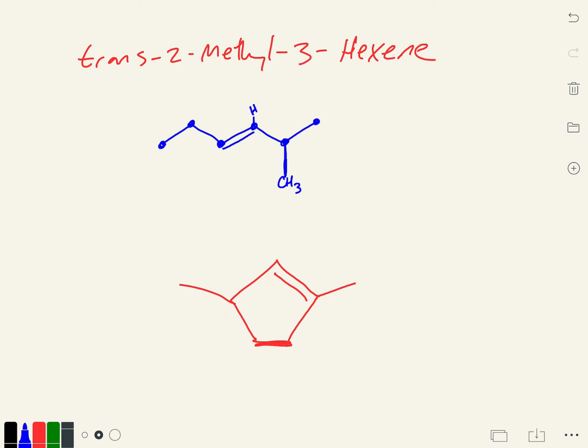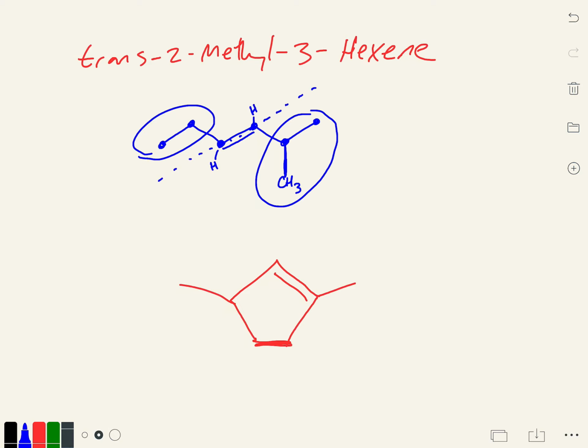Now here's where I might have drawn this incorrectly. So what we're going to compare is the position of our H's and the position of everything else. From the perspective of this double bond, are the carbon groups on opposite sides or the same side? They're on opposite sides, so we have drawn trans.